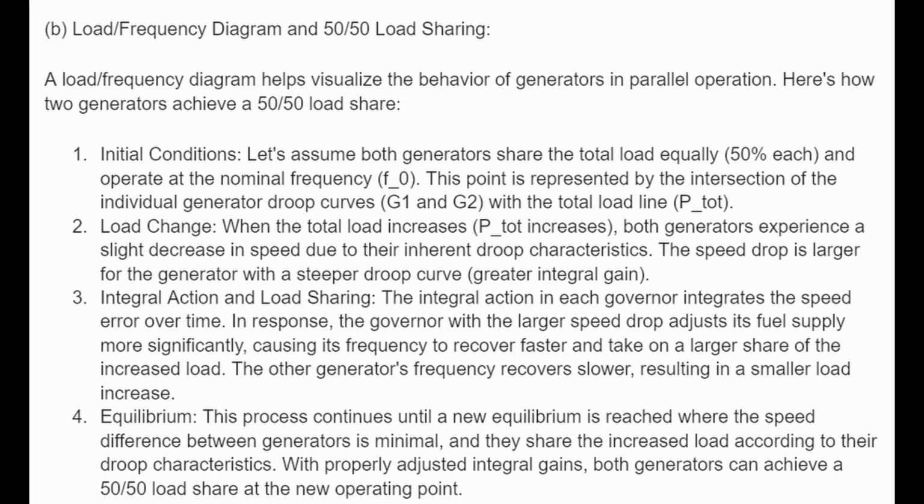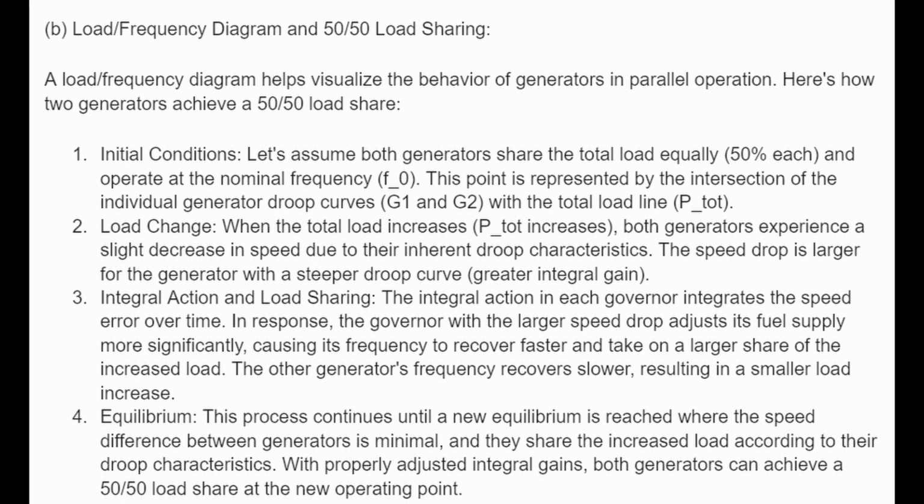3. Integral action and load sharing. The integral action in each governor integrates the speed error over time. In response, the governor with the larger speed drop adjusts its fuel supply more significantly, causing its frequency to recover faster and take on a larger share of the increased load. The other generator's frequency recovers slowly, resulting in a smaller load increase.